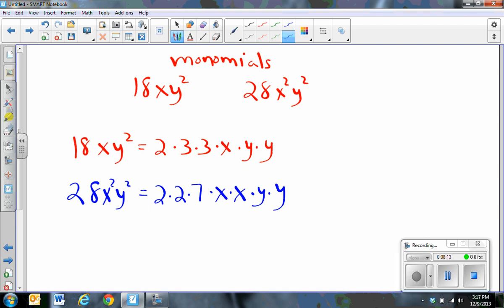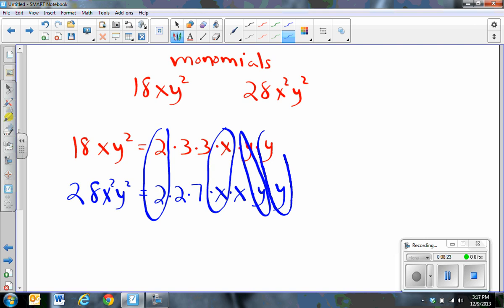Do you understand? Okay, so now I can circle the 2 here. I can circle these x's, and then both y's like this. Whoops, I made a mess out of that. So the greatest common factor here would be 2 times x times y times y, or 2xy squared.